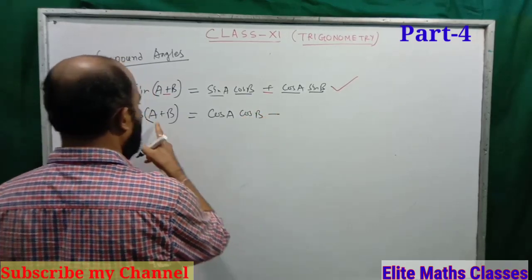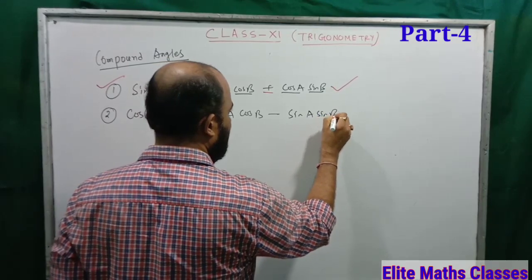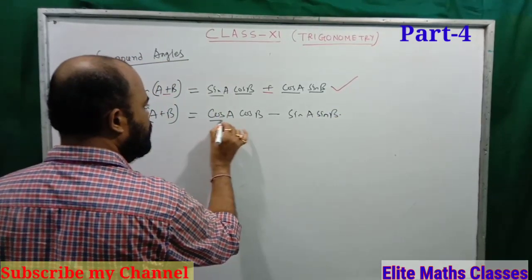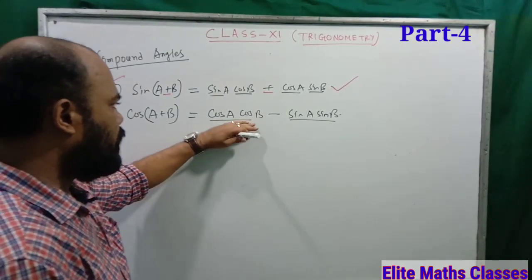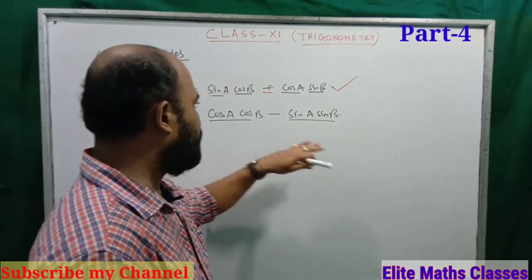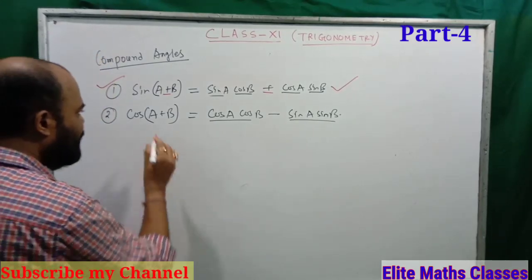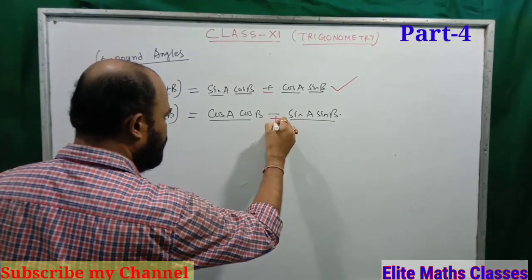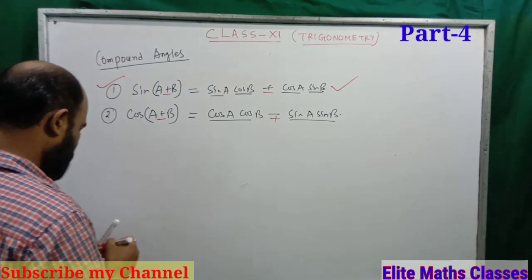If it is plus, then it will be minus. It is sin A cos B, plus or minus cos A sin B. So technically you just memorize that. For cos there are two terms also, one is cos cos, another is sin sin. If it is plus then it is minus, and if it is minus this one will be plus. Simply by remembering one formula you can remember both.